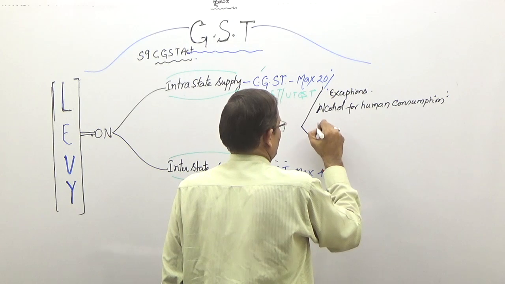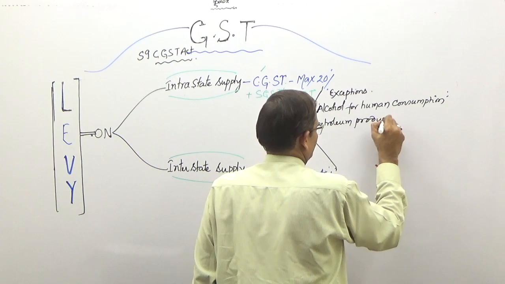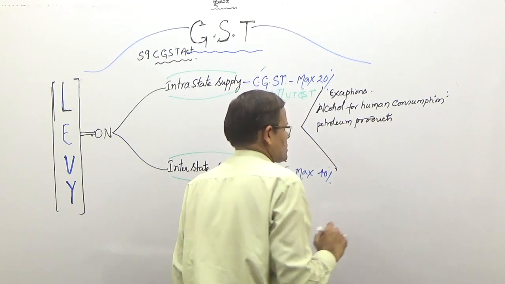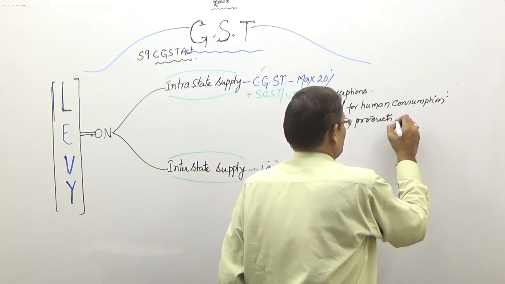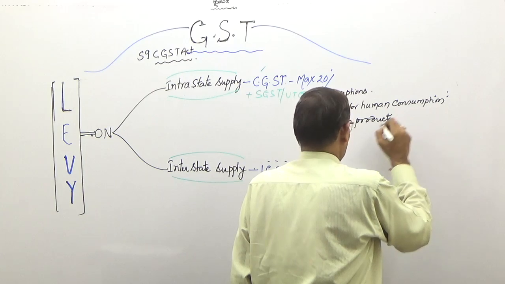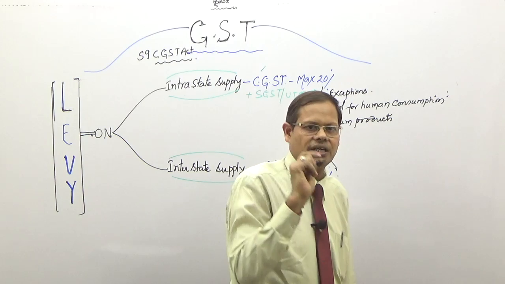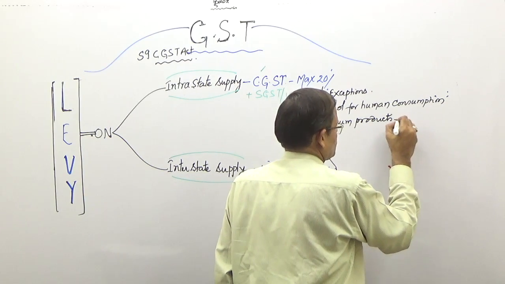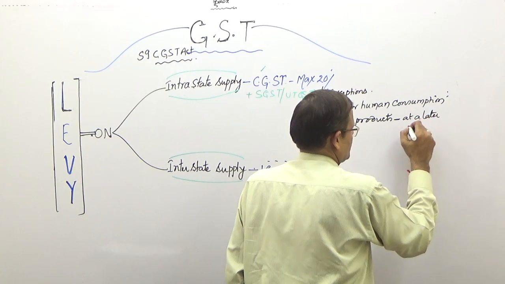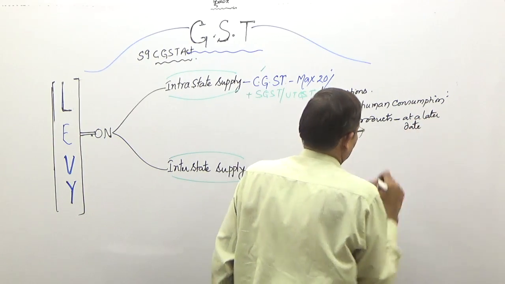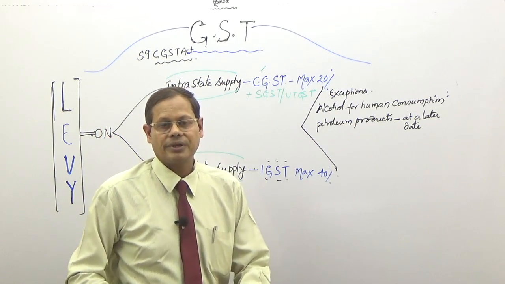The second one is petroleum products. These petroleum products have been specified under section 5(2) of the IGST Act and section 9(2) of the CGST Act. So, petroleum products are there, but they are to be brought under the purview of GST at a later date, to be specified, recommended by the GST Council.